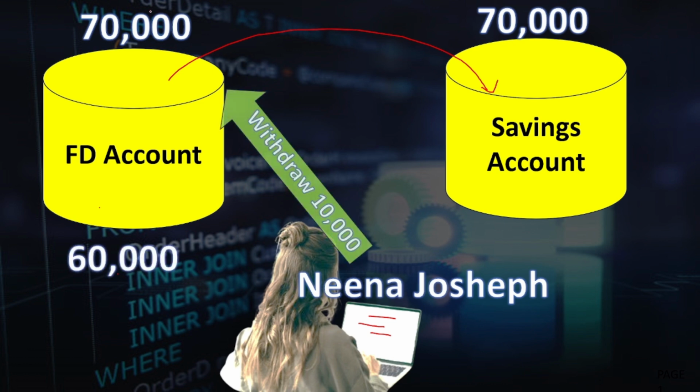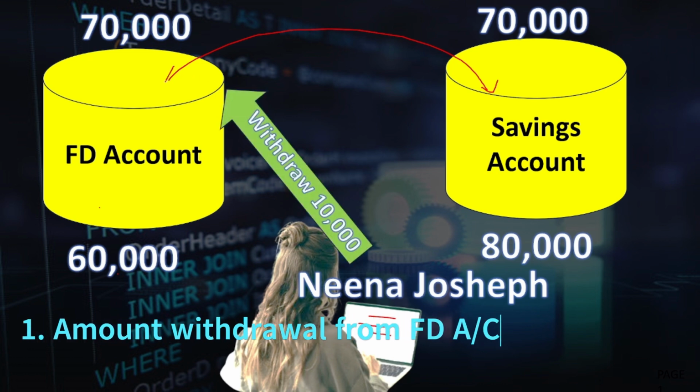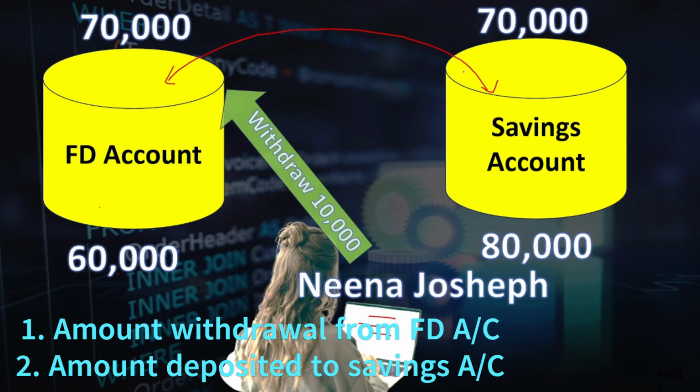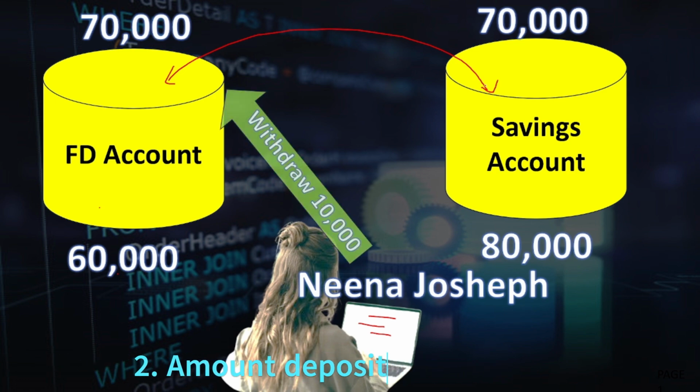Correct? So the new FD account balance will be 60,000 instead of 70,000 because 10,000 has been withdrawn, and the new savings account will have 80,000 rupees instead of 70,000 because the amount has come from the FD account. The point to be noted here is that there are two major operations happening. Number one, the amount is getting withdrawn from one account, and number two, the amount is getting deposited to another account. These two operations should be done like a single chunk. There must not be any possibility where one operation succeeded but the second operation did not. And that's where we land up with something called transactions.